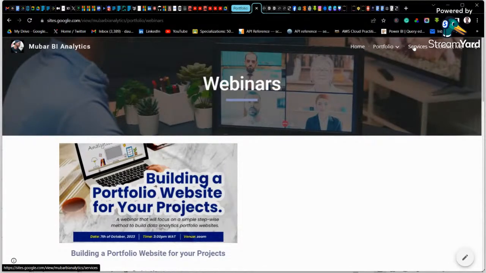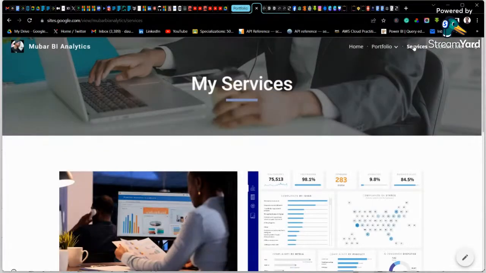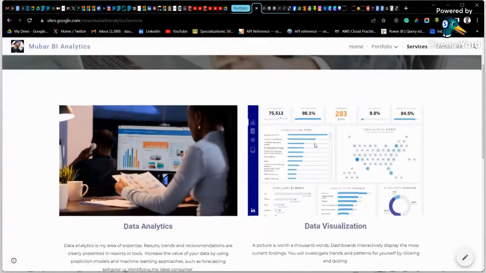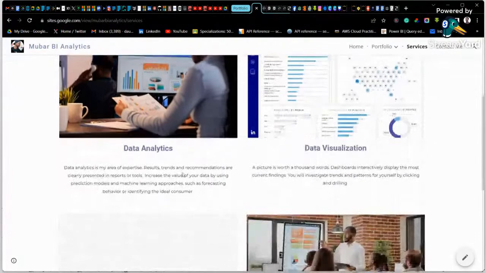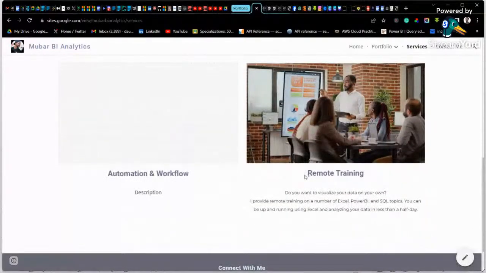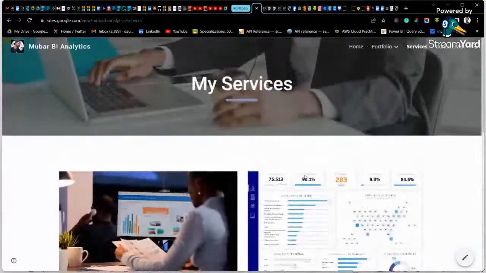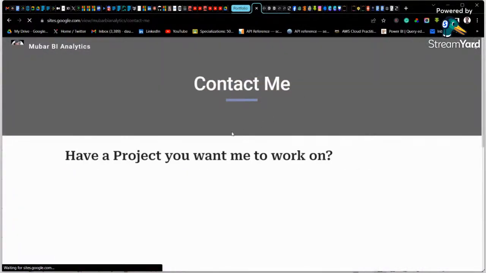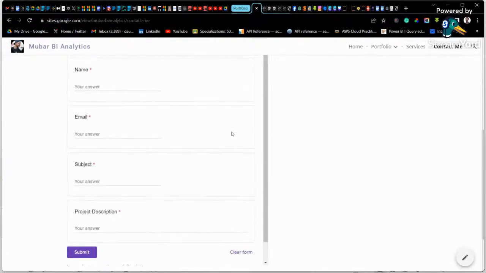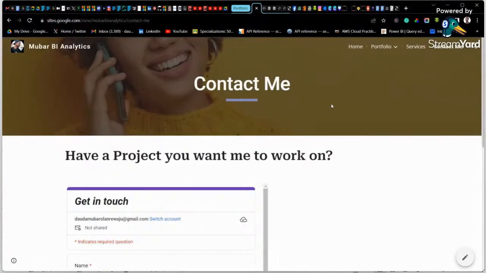After that, you should render a service, as a freelance person or if you want to work for an organization. These are my services that I render. I do data analytics, data visualization, automation and workflow. I do remote training, one-on-one training. Everything about you should be in your portfolio, and if they want to contact you, there are pages you can do so. These are the things you need in your portfolio, so that after they look at you, they can now contact you.